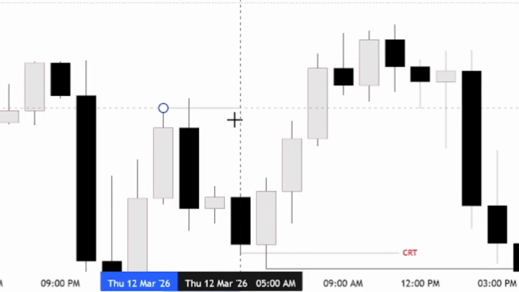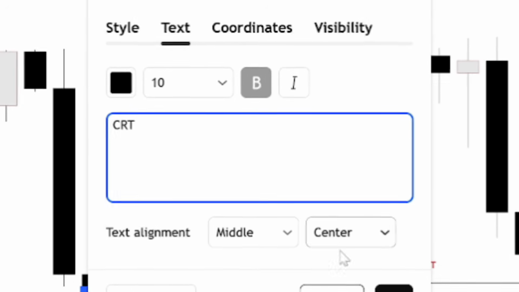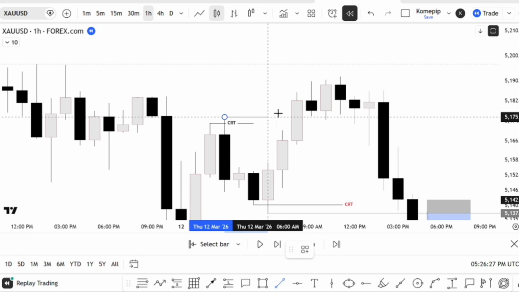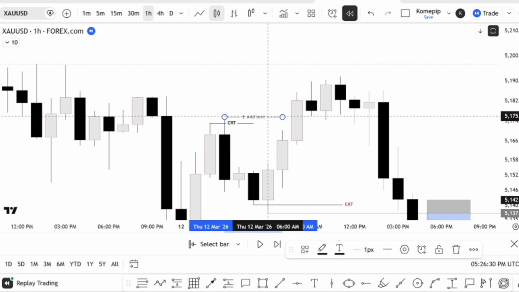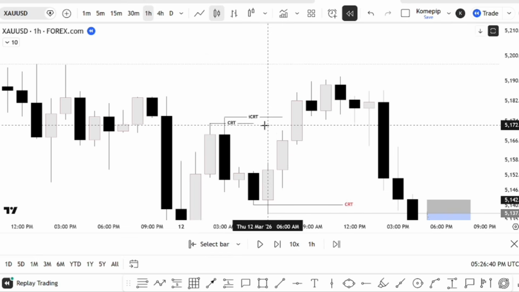So this is CRT. For example, we have this as CRT. Now that we have a CRT, we're expecting price to push to the downside. However, when price came sometime in the future and takes that candle out, that's what we call the Komepips iCRT. Now, this iCRT gives us a clue of where price might likely want to go next.